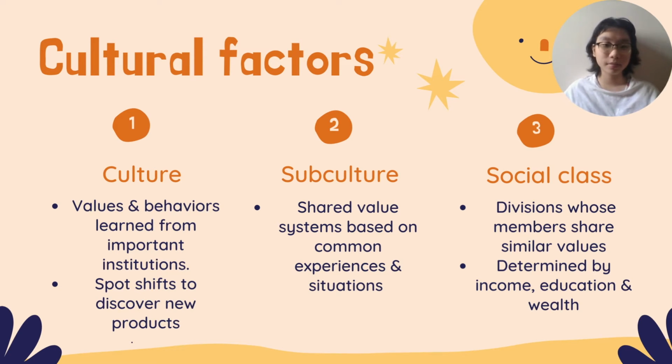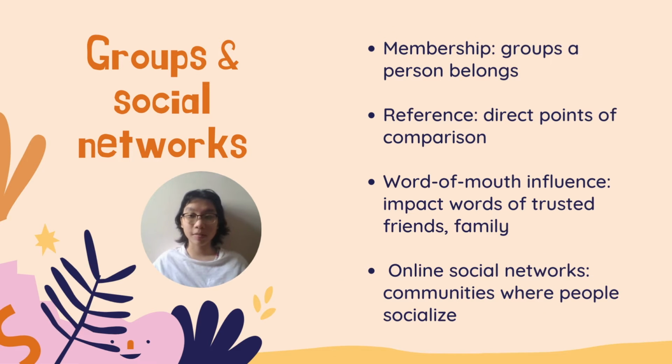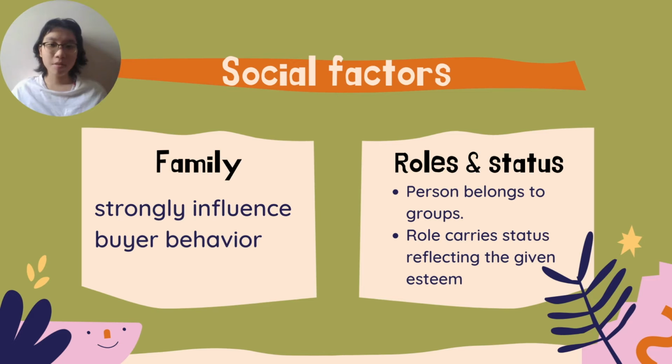other variables. So for groups and social networks, membership groups are groups to which a member belongs, while reference groups serve as direct points of comparison. Word of mouth influence is the impact of the personal words and recommendations of trusted friends, family, associates, and other consumers on buying behavior. And the last one is online social networks: online social communities like blogs, social media, brand communities, and online forums where people socialize or exchange information and opinion.